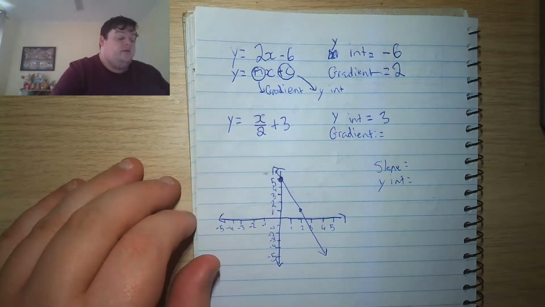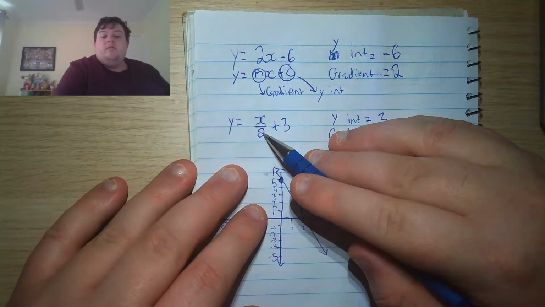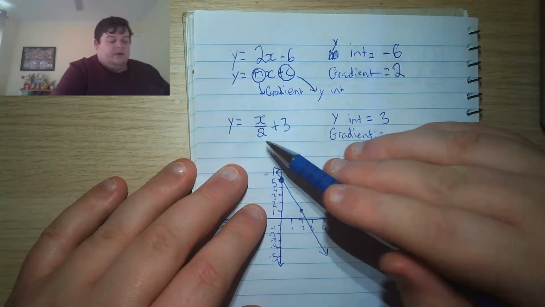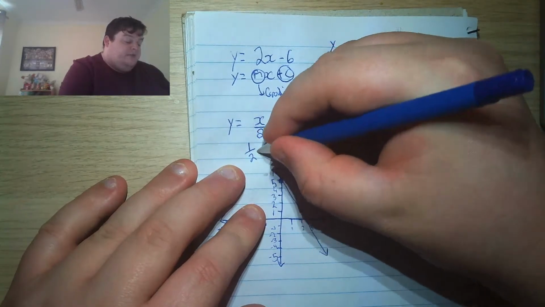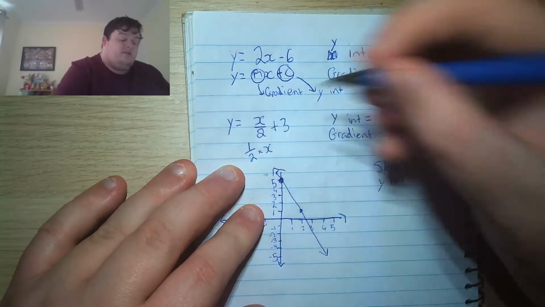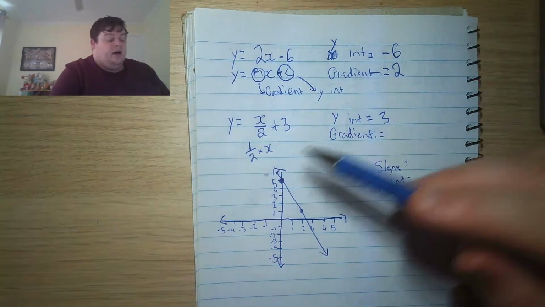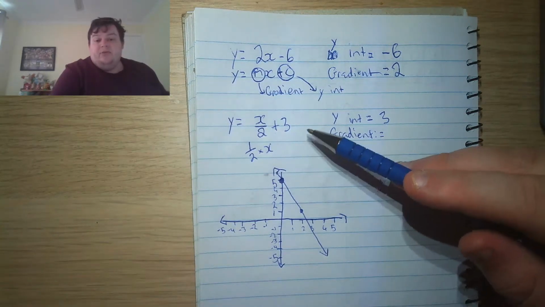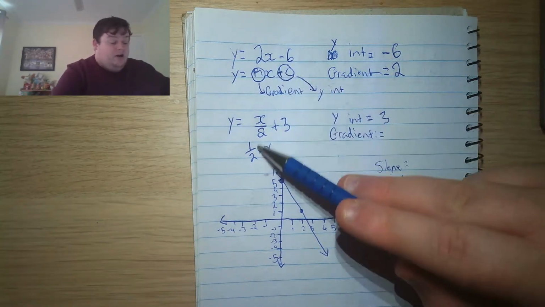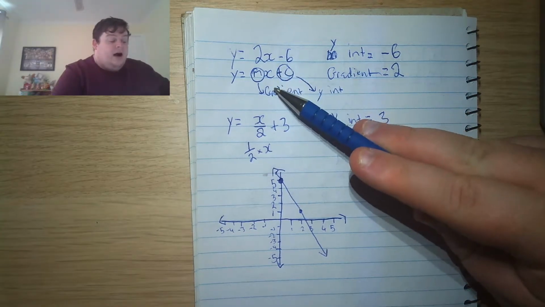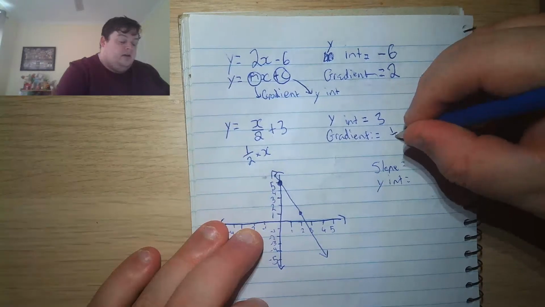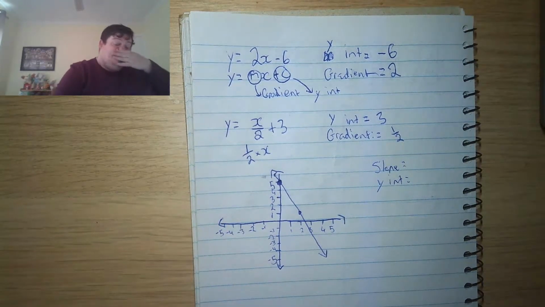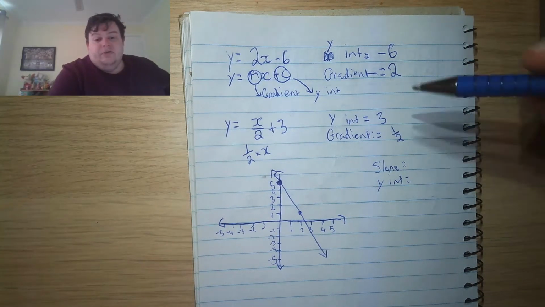Unfortunately, it's not correct. Now, when something is written like this, like x divided by 2, that's the exact same thing as writing a half times x. So a half times x, and that makes more sense in this form, or a half x even. So a half x plus c, meaning that our gradient is a half. And we'll go over how to plot these things very shortly.